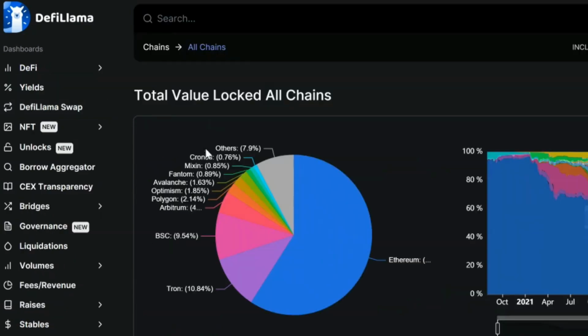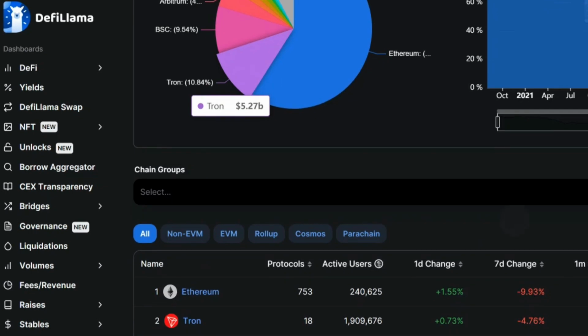These are chains: Cronos, Moonbeam, Fantom, Avalanche, Optimism, Polygon, Arbitrum. Now total value locked by each of these chains: you will see that Arbitrum has over 2.5 billion, that's like 4%. Polygon has 1 billion, which is 2%. Optimism has over $900 million, and BSC has 4 something billion. Tron has over 5 billion in total value locked across all its chains.